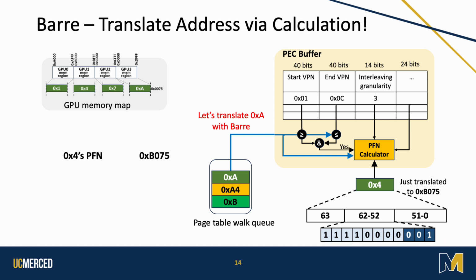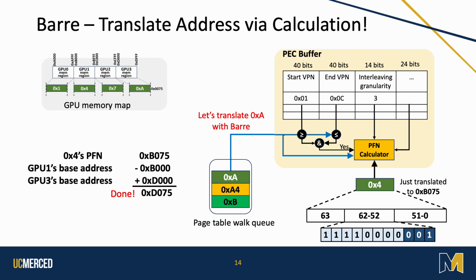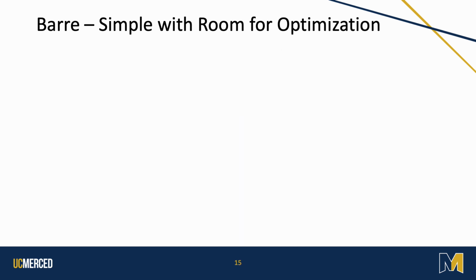Finally, since 0x4 is a translated PTE, we know its PFN is 0xB075. By subtracting the base address of GPU 1 and adding the base address of GPU 3, we are able to finish the translation for VPN 0xa with a simple calculation. While Barre is able to skip this page table walk in the page walk queue and therefore boost the performance, there is still room to improve.